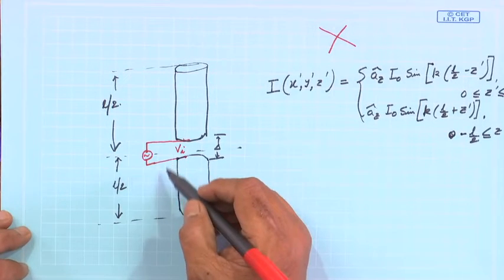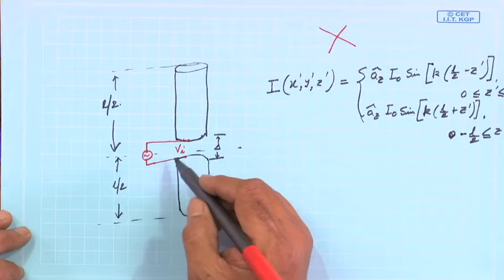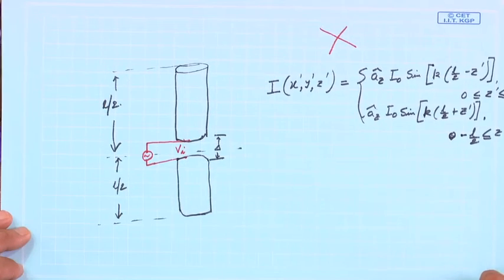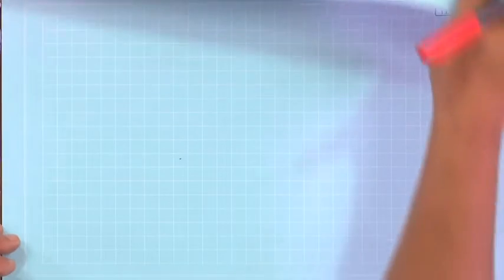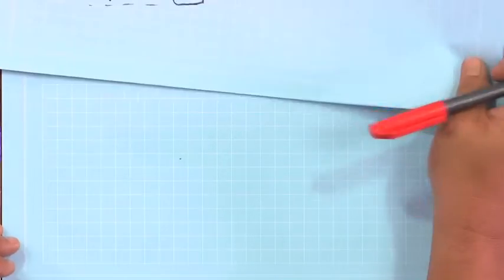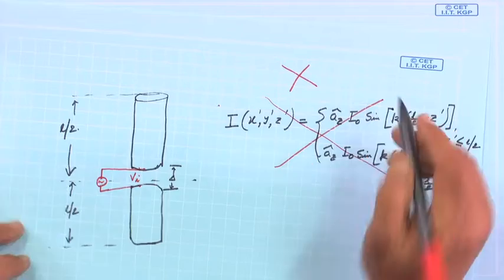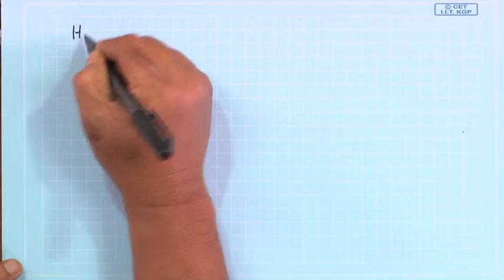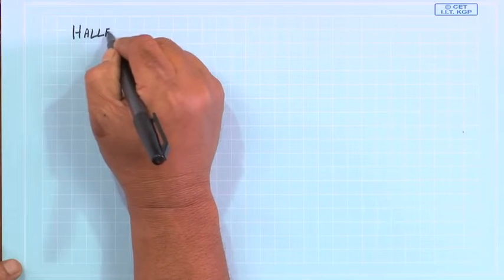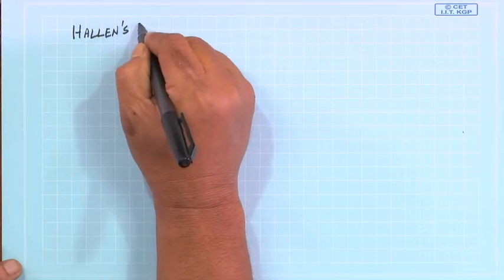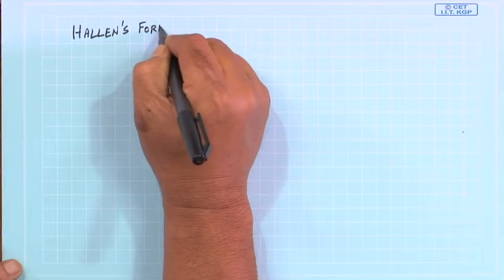The first one, the scientist Hallen first found out. That is why this formulation of the analysis is called Hallen's formulation, which we will see. So, this is not our current distribution. We now say that we do not know what the current is, so we will determine the current. We will write the Hallen's formulation. It is a very well known technique, very much used.